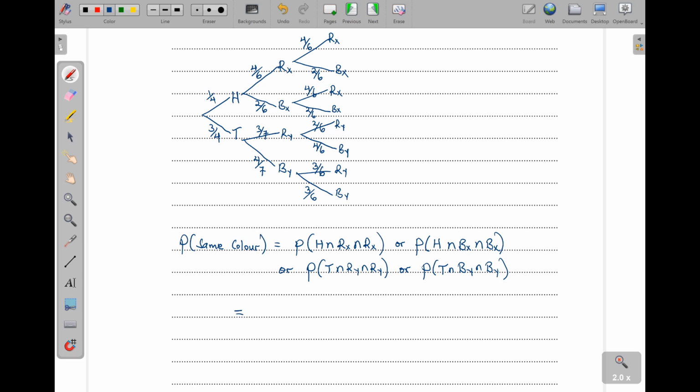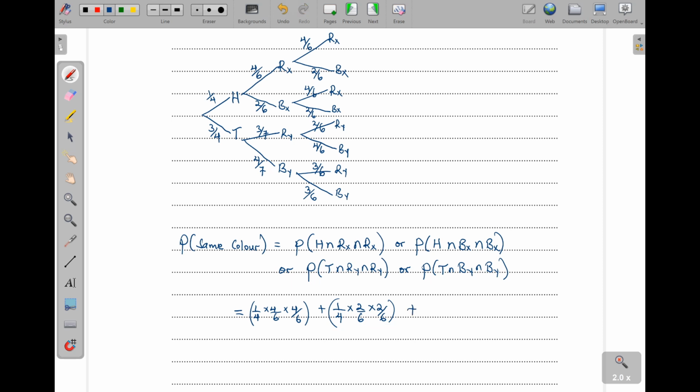Now, we can multiply these probabilities. We have a quarter times 4 over 6 times 4 over 6. Then we have again a quarter times 2 over 6 times 2 over 6. This one here is for this. Okay, head, blue and blue. That one there.